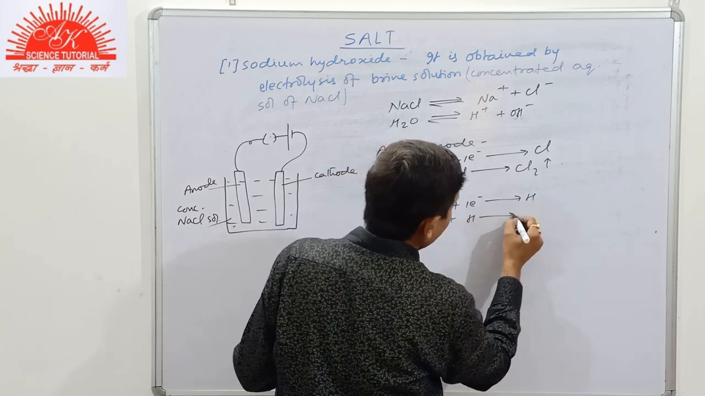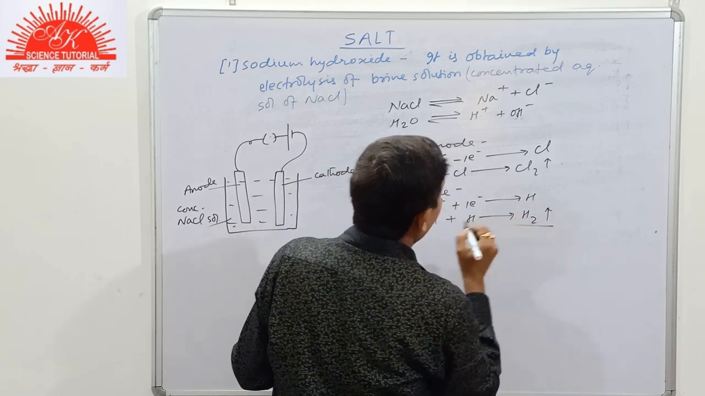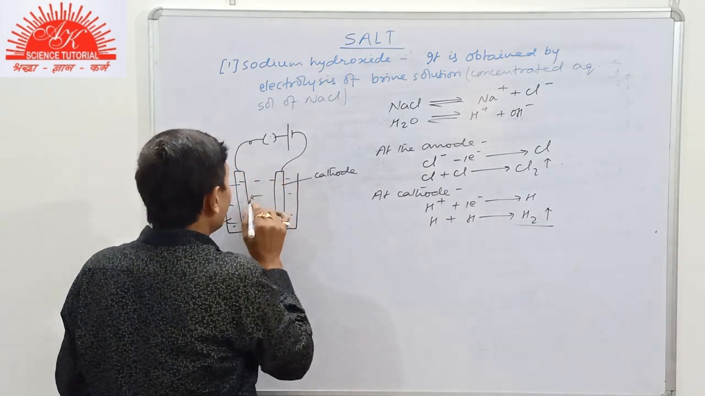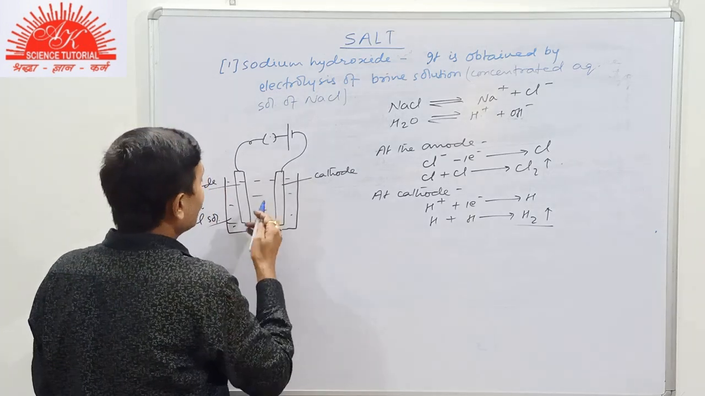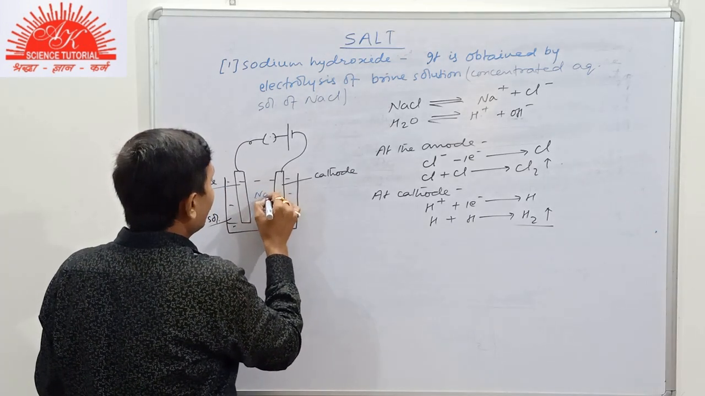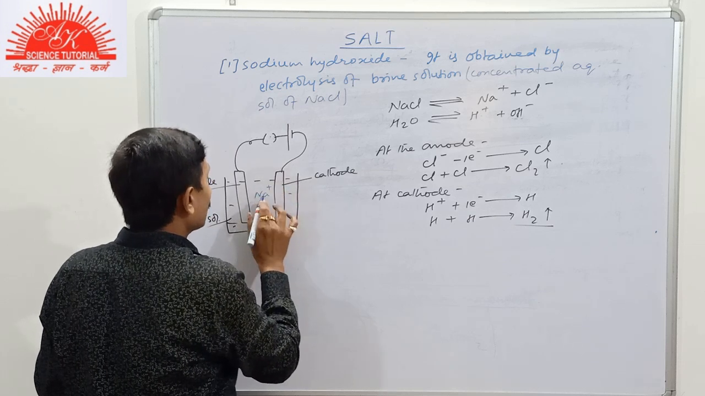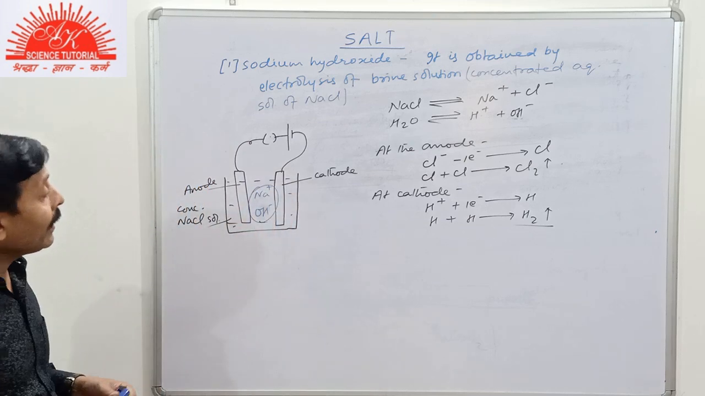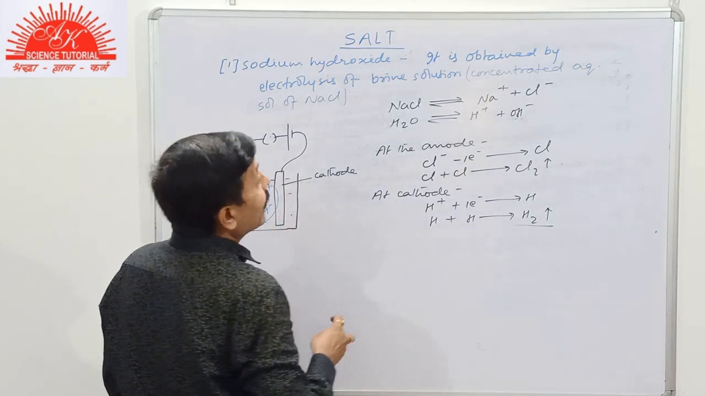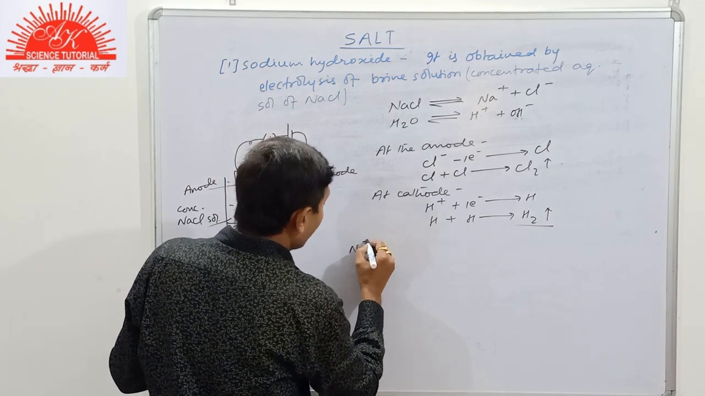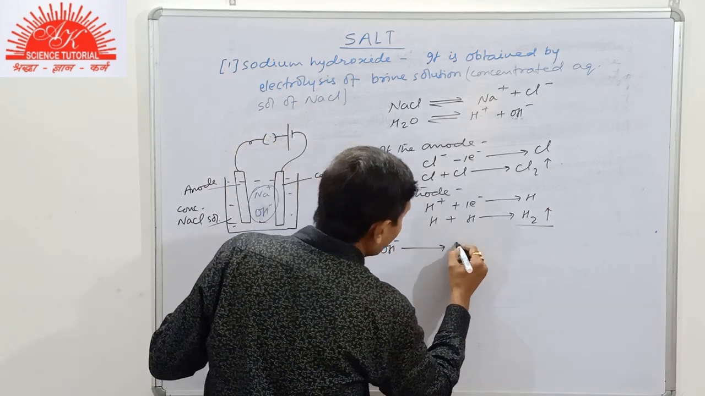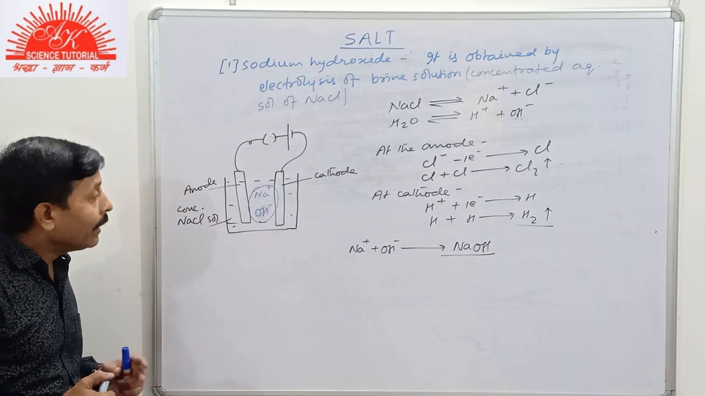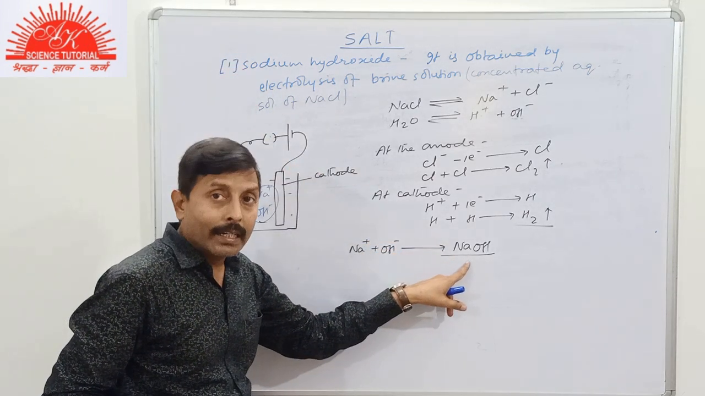H plus H gives H2. So at the cathode, hydrogen gas is released. But now you see that the Na plus and OH minus remaining together in the aqueous solution will make NaOH. So Na plus and OH minus together make NaOH, meaning the solution in the electrolyte will be left with NaOH.